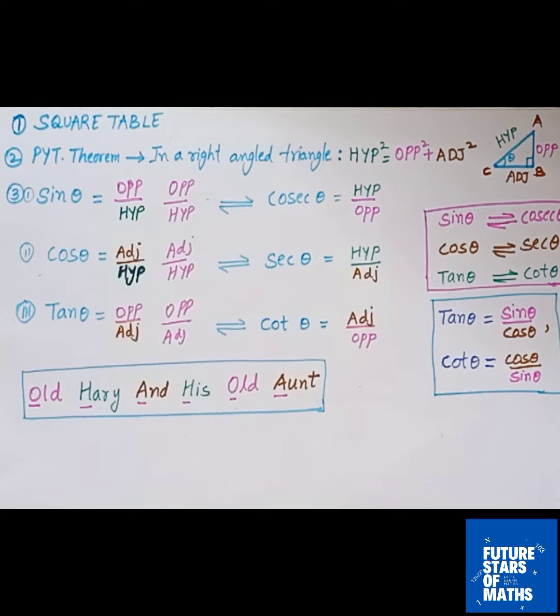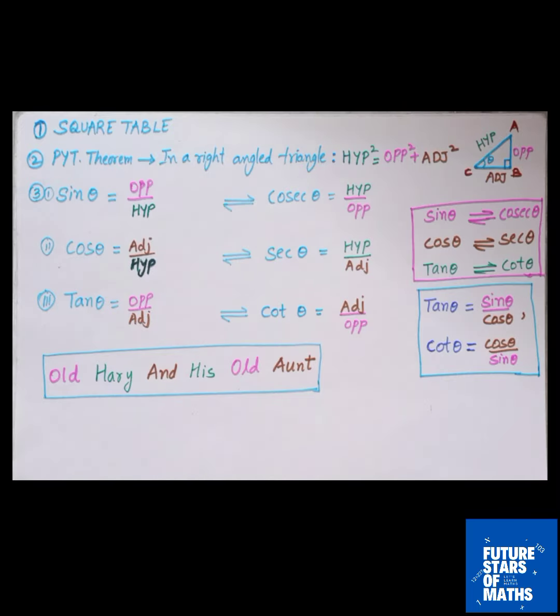We'll do our first exercise very soon in our next video. One more thing you should remember in these ratios is tan theta is equal to sin theta by cos theta, and so cot theta will be equal to cos theta by sin theta.